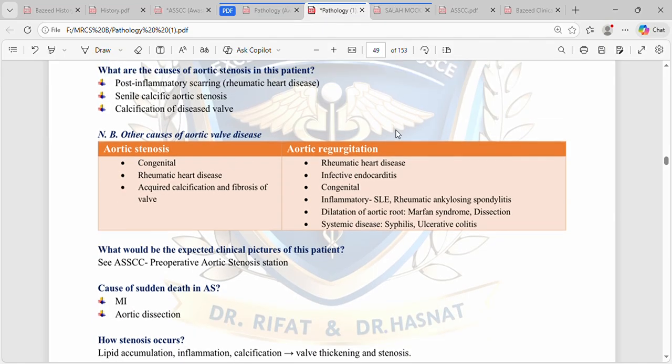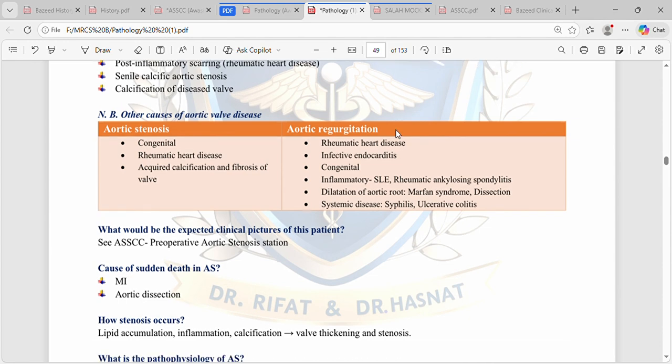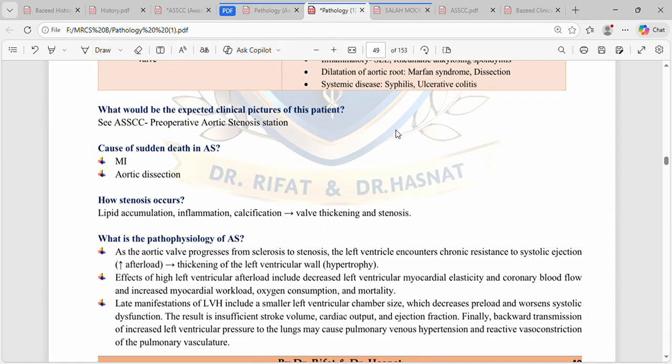What would be the expected clinical picture of this patient? Clinically he will present with an ejection systolic murmur, and there will also be a paradoxical S2 split on physical examination. There will be left ventricular hypertrophy, which will lead to pulmonary hypertension, and there can be ischemia, which in the long term can lead to myocardial infarction and congestive heart failure. Causes of sudden death in aortic stenosis are MI and aortic dissection. How does stenosis occur? Lipid accumulation, inflammation, and calcification of the valve leaflets lead to wall thickening and stenosis.